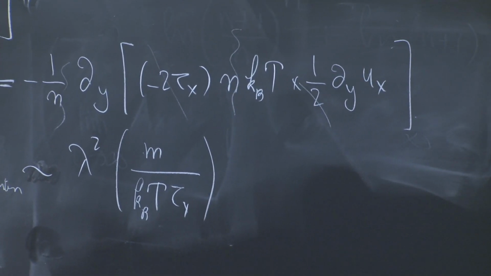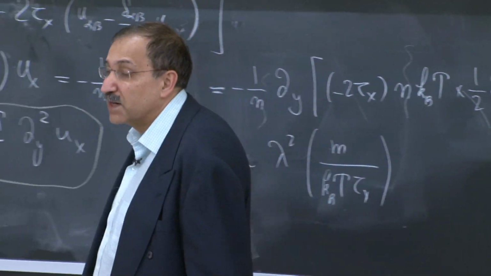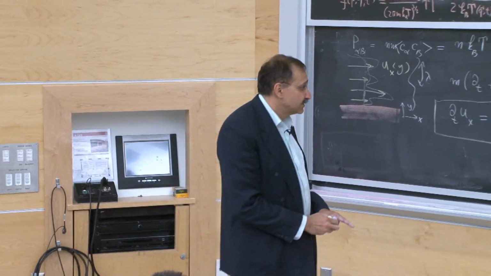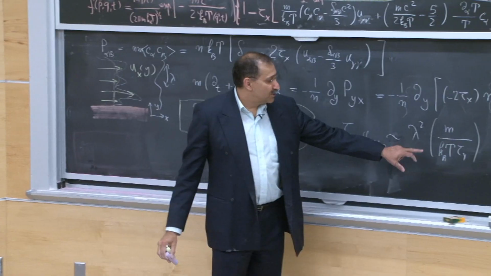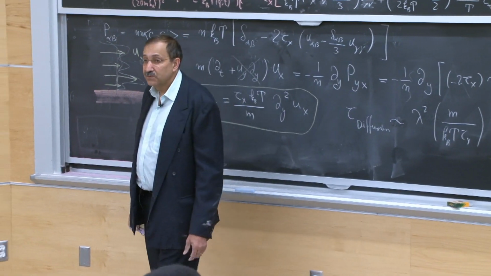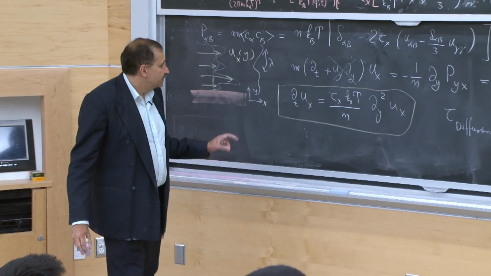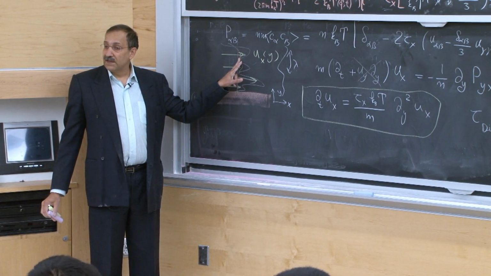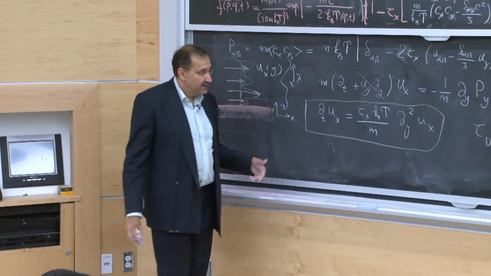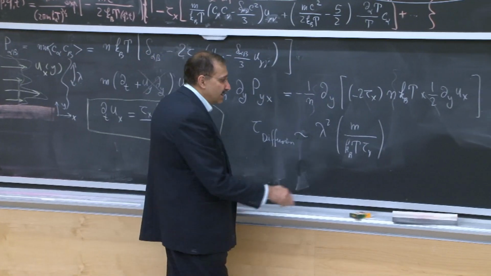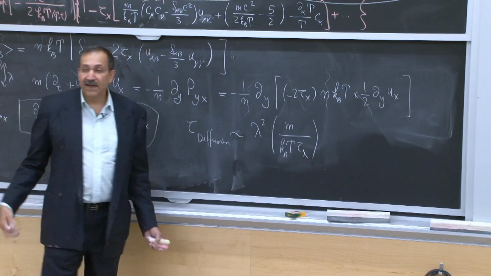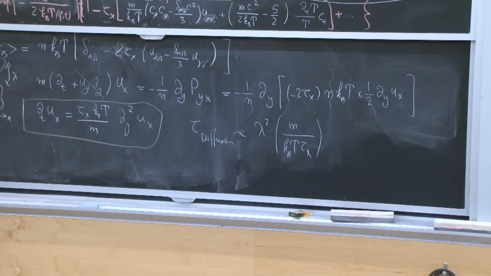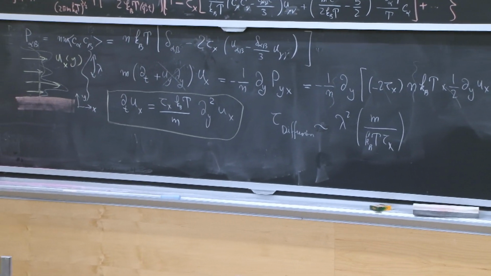Actually, if you want to think about it further, kt over m is roughly the square of the thermal velocities of the particles. So lambda squared divided by v squared is roughly the time that you would have ballistically traveled over this length scale of the variation. The square of that time has to be divided by the characteristic collision time, and that tells you the time scale over which this kind of relaxation occurs.